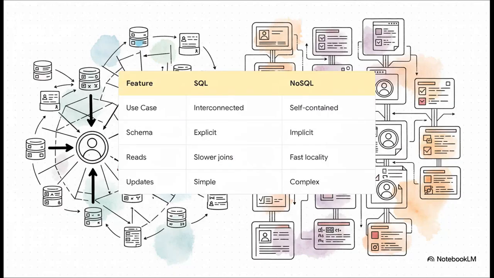To summarize these two distinct design philosophies side by side, relational SQL wins handily when your data is highly interconnected and requires complex joins. It relies on explicit schemas, and updates are simple because data is centralized. You update that profile photo in exactly one place and you're done. On the flip side, document NoSQL shines for self-contained, tree-like data. It offers incredible schema flexibility, and read performance is phenomenal due to data locality. But the tax you pay for that is the complexity of updating heavily duplicated data.